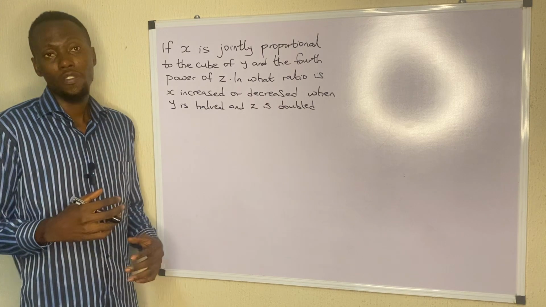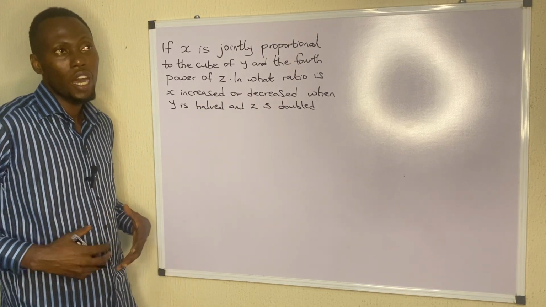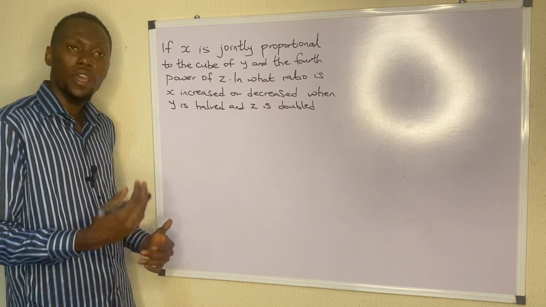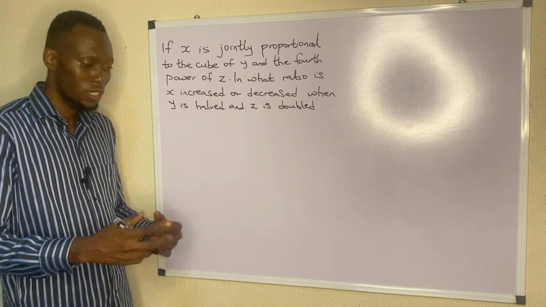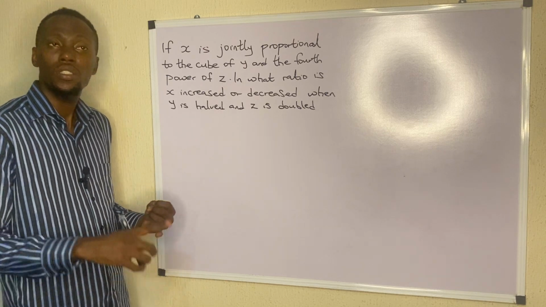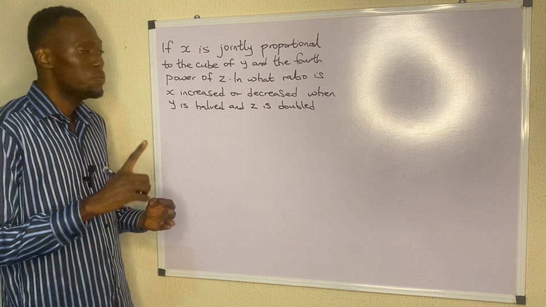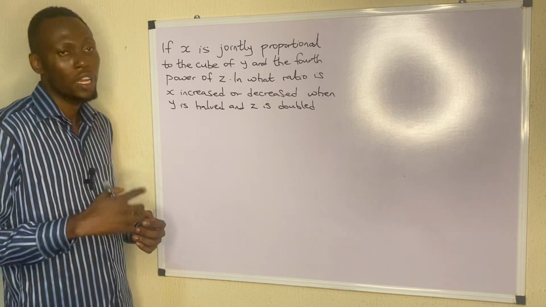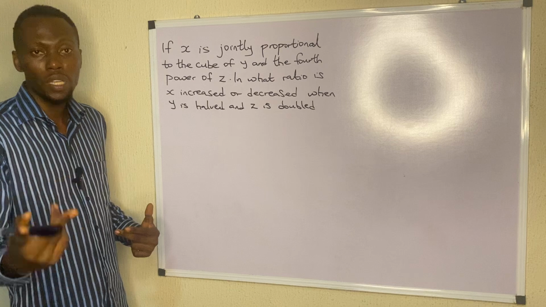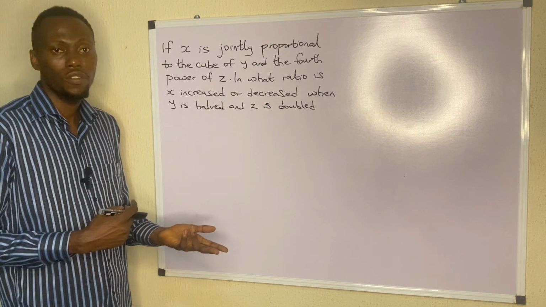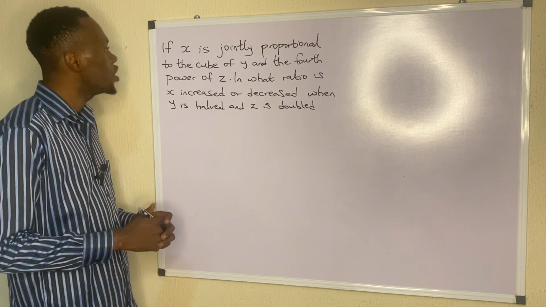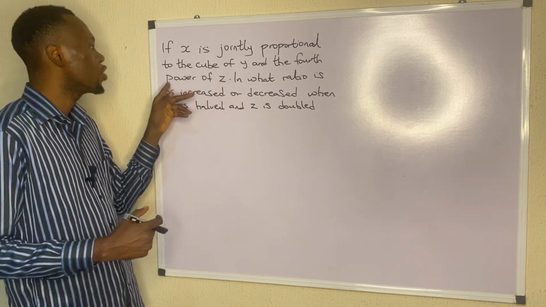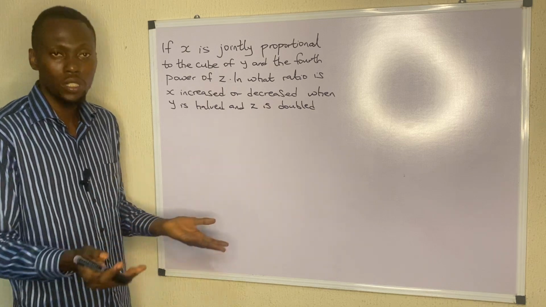Okay, when we talk about variation, we talk about how we compare different quantities. Are we together? We have different types of variation in mathematics: direct variation, inverse variation, joint variation, and partial variation. Joint variation is more like when we combine two direct variations or two inverse variations. So for this particular question, once you are told that x is jointly proportional to the cube of y and the fourth power of z, you know that they are both direct variation.